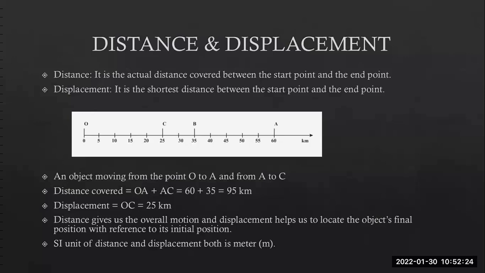For example, the distance between Pune and Mumbai is 150 kilometers. That is the distance. But all of us might be using GPS quite often, so you must have seen that it actually gives us direction as well. It tells us that you should go 100 meters east.